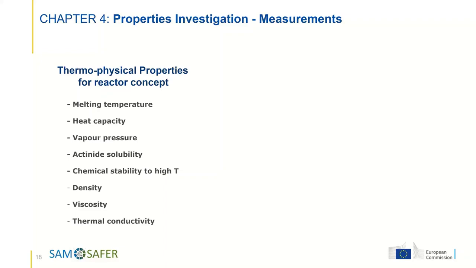So when we look from the reactor concept perspective, the thermophysical properties that are of concern are, I mean, there are several, maybe even more than on this list, but the ones I like to mention are the melting point, heat capacity, vapor pressure, solubility of actinides, that's more or less the liquidus barrier, then chemical stability to high temperature, but also transport properties like viscosity, thermal conductivity, and of course also density.